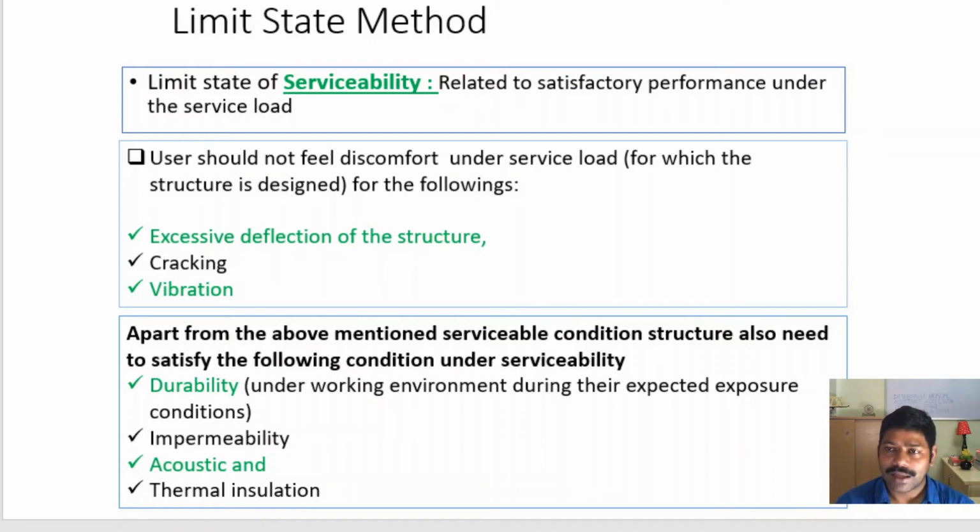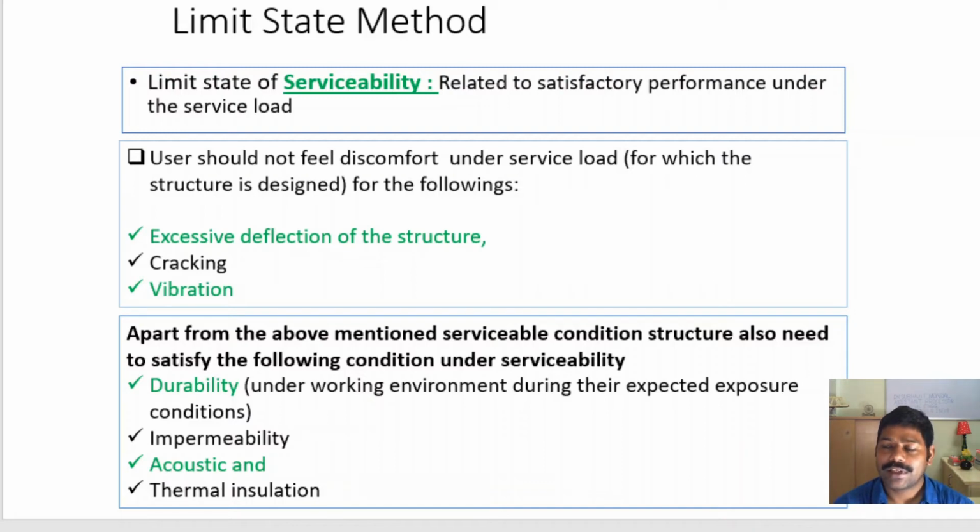Another thing is cracking. There should not be excessive cracking. What happens if there is a visible crack? Whoever the occupant is, they will not feel safe. They will feel very uncomfortable. They may feel that the structure may collapse because they are not the designer. Whenever they see a crack, they feel that the structure may fall. Though there is reinforcement, and the structure may not fail or collapse, the occupant will feel discomfort.